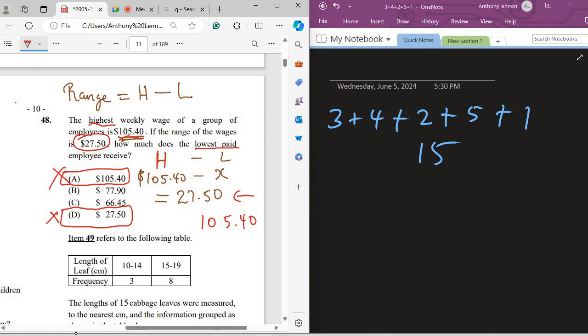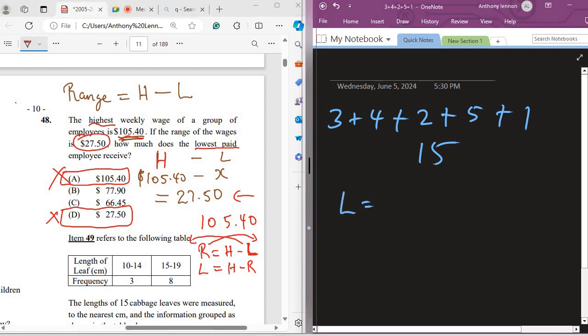So if you want to understand what I'm saying here, look at it. Range equals highest minus lowest, right? You can do some algebra here. If I carry the L over, the minus L over the other side, it becomes positive L. And if I carry the R over to the other side, the R becomes minus R. So the lowest will be equal to the highest minus the range. Okay? So let me just write it here. The highest minus the range will give us the lowest.